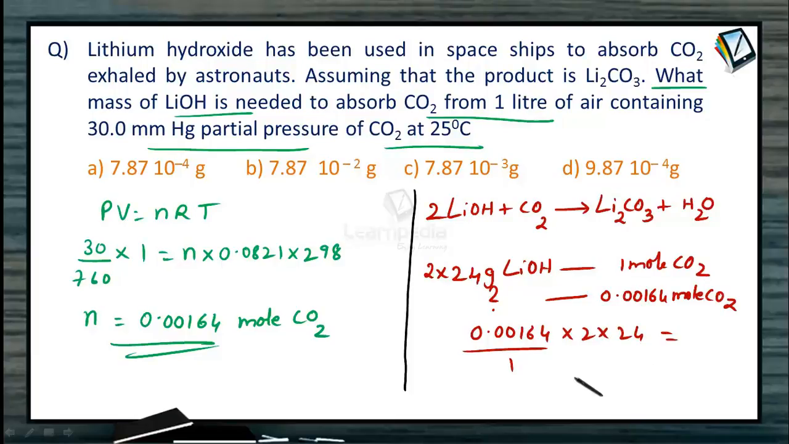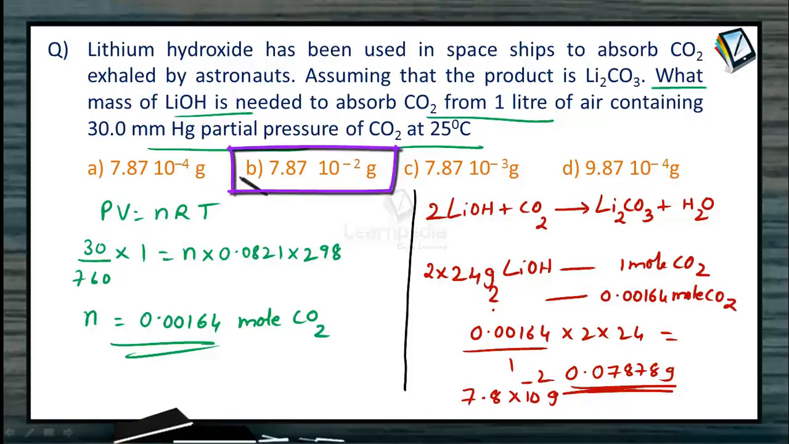On solving this, we get the final value as 0.07878 grams, and this is nothing but equal to 7.8 into 10 power minus 2 grams, and that is there in option B. Is it clear?